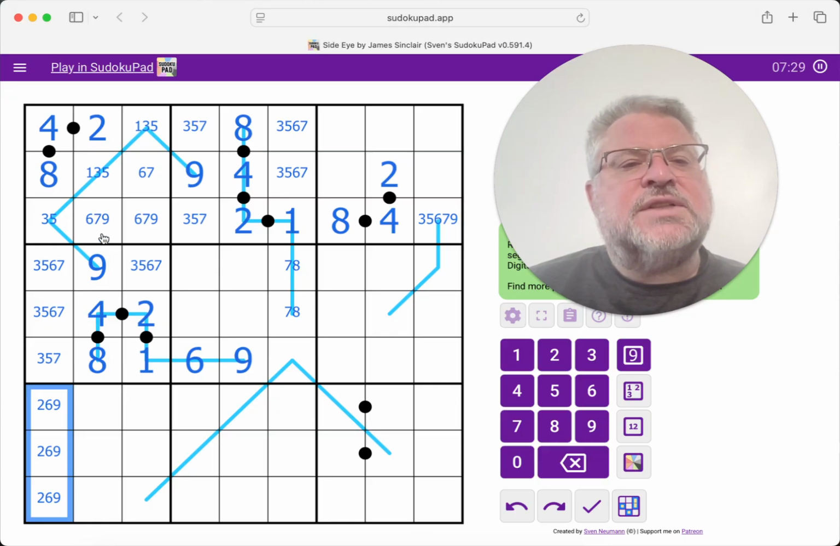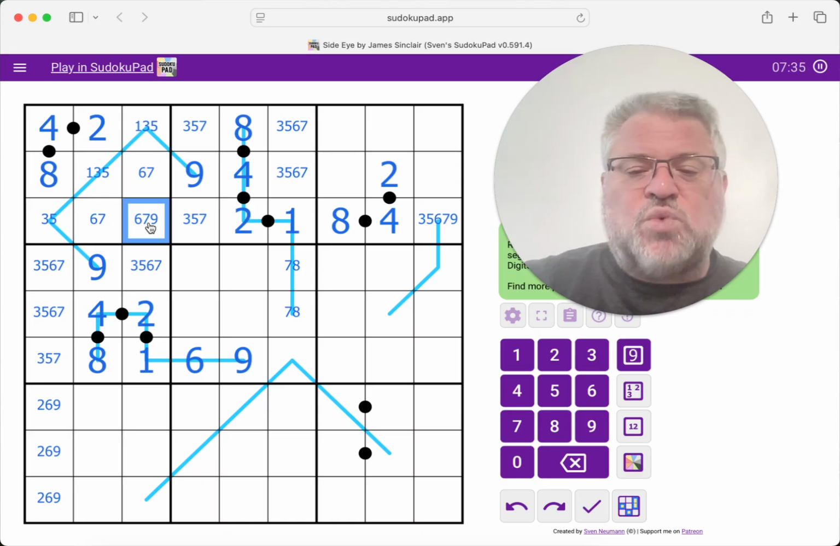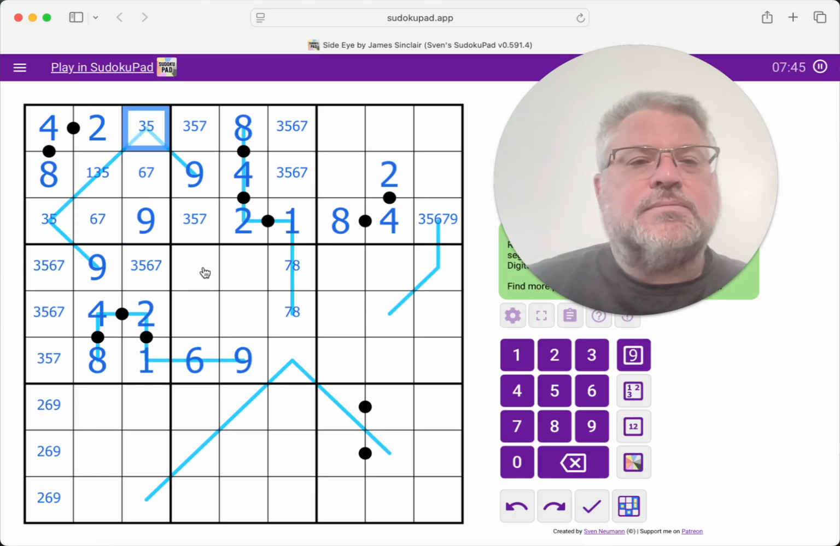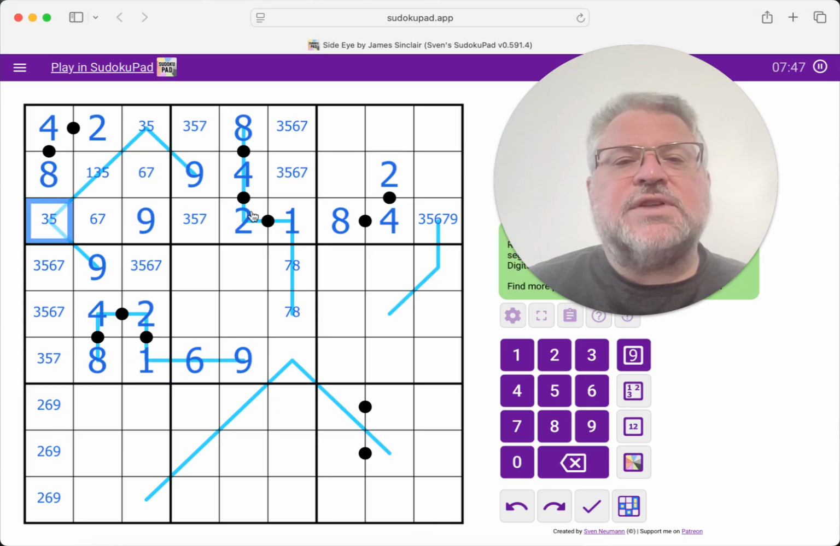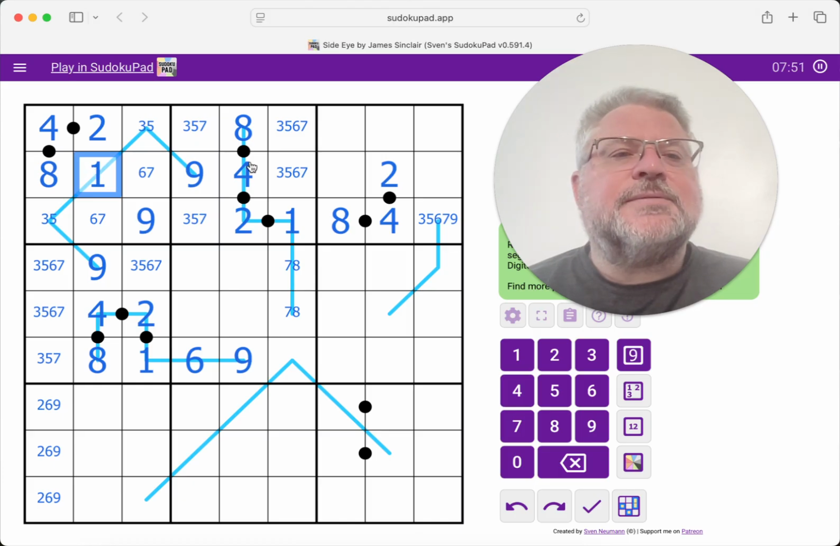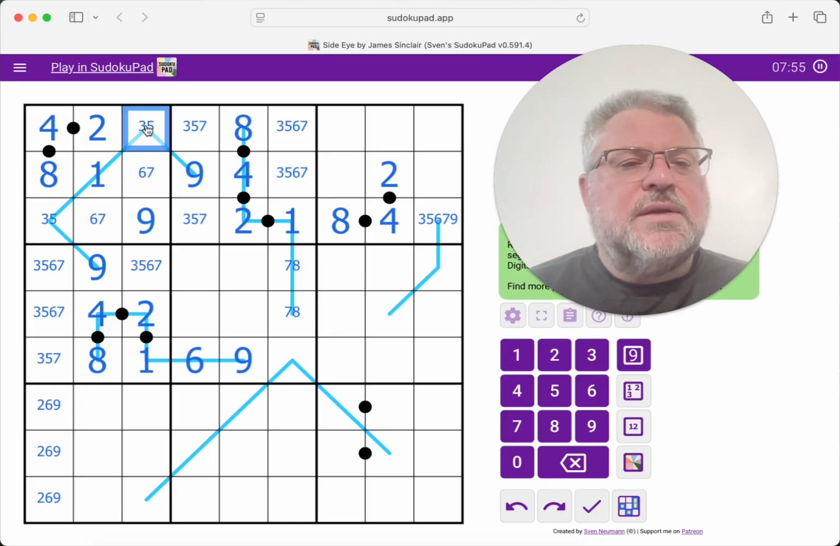Can we rule any of these out? This can't be 9. This can't be 9, so this is the only place for 9 in box 1. 1, 3, 5, 6, 7. This one can't be 1 because of this one. We ruled 1 out of this one because of this one, so this is where 1 goes. Got a 6, 7 pair in box 1 and a 3, 5 pair, which I don't think I can resolve.